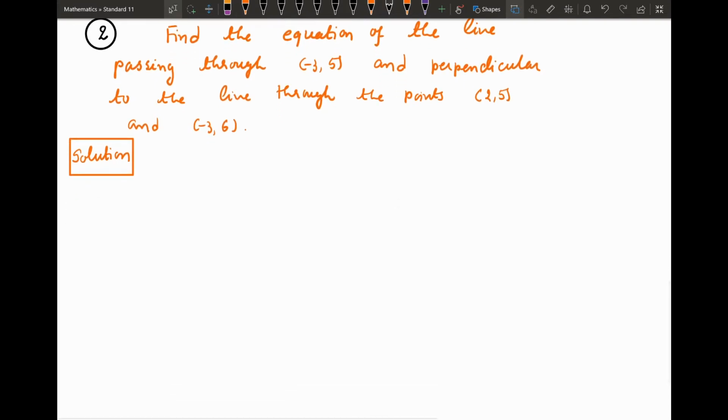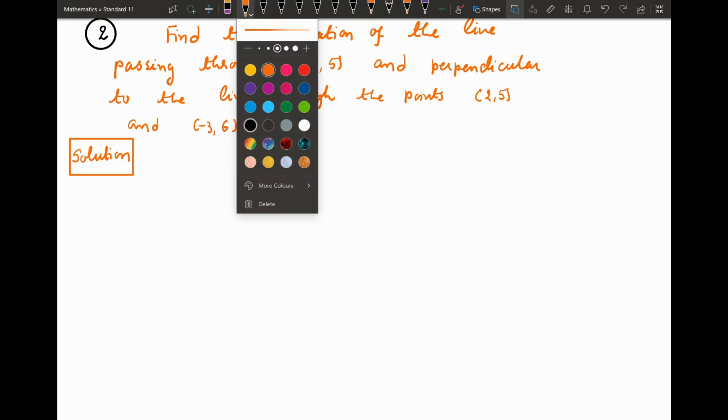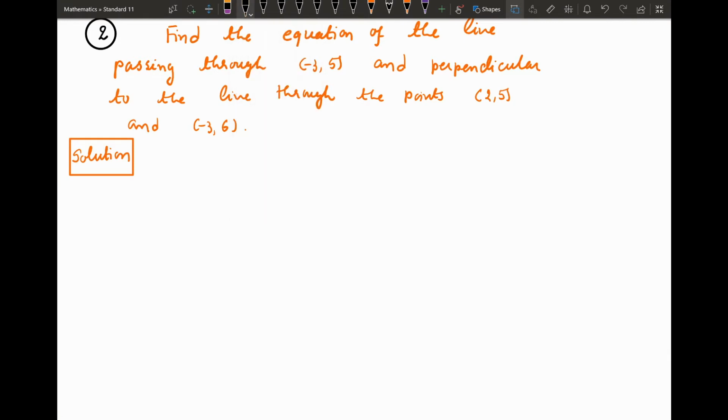Here we have to find the equation of the line passing through (-3, 5) and perpendicular to the line through the points (2, 5) and (-3, 6). So suppose let A (2, 5) and B (-3, 6).